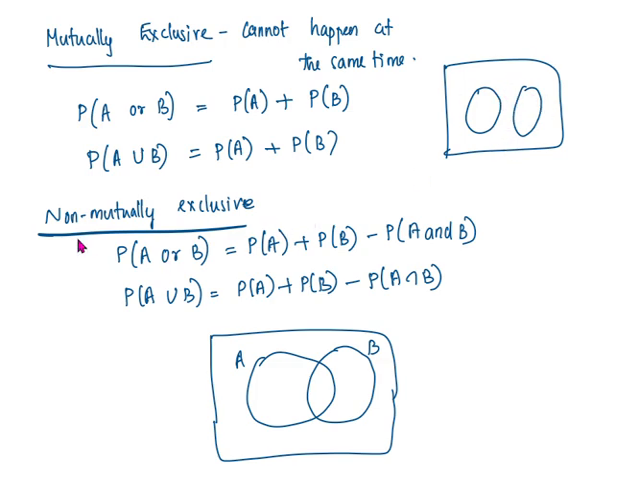Okay, and if it is a non-mutually exclusive event, P of A or B will be equal to P of A plus P of B minus P of A and B. This can be understood by looking at this Venn diagram, which is for non-mutually exclusive events. They will have an overlap. So we are trying to remove the overlap portion because it will be added twice. So this formula is P of A union B is equal to P of A plus P of B minus P of A intersection B.